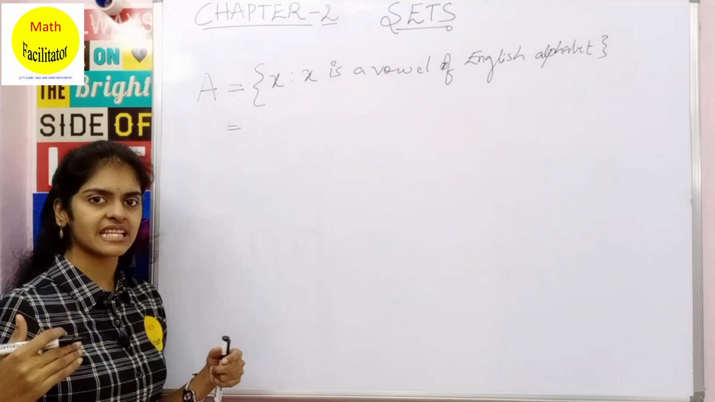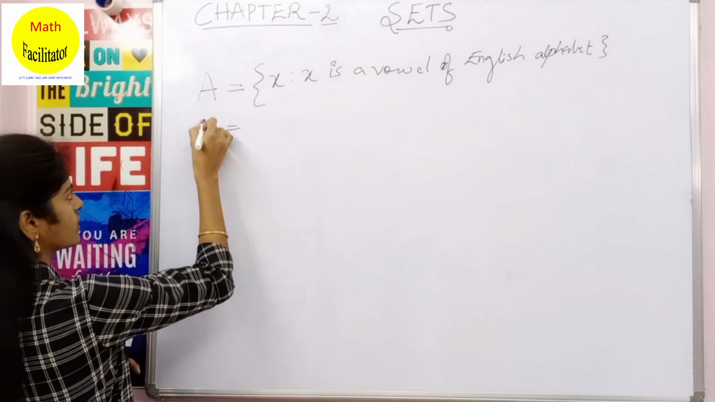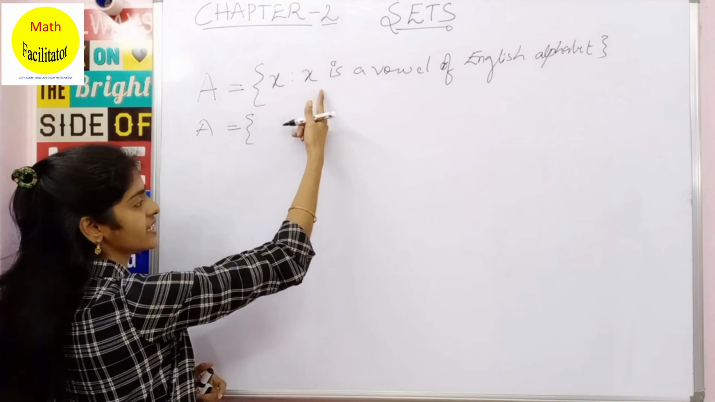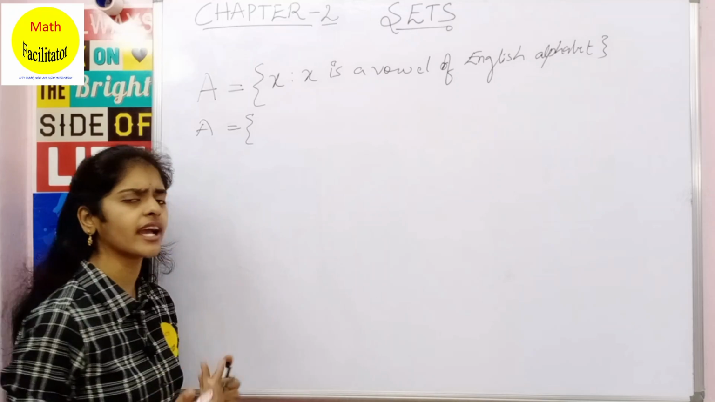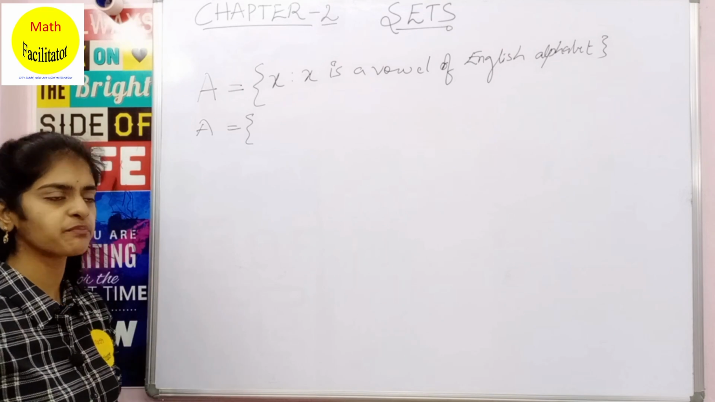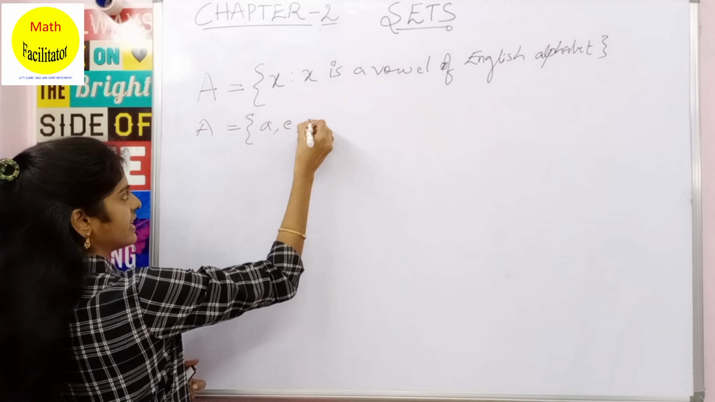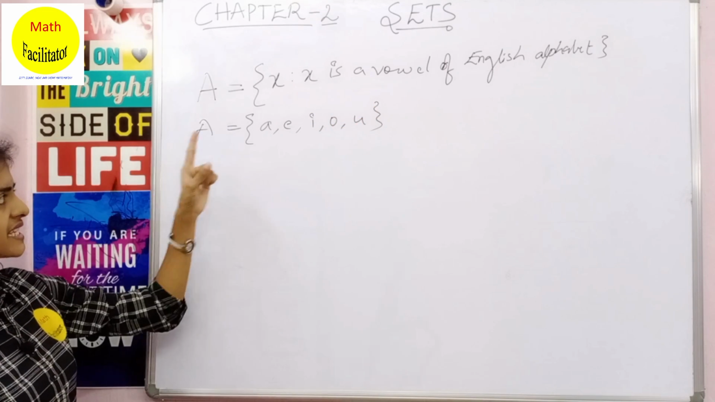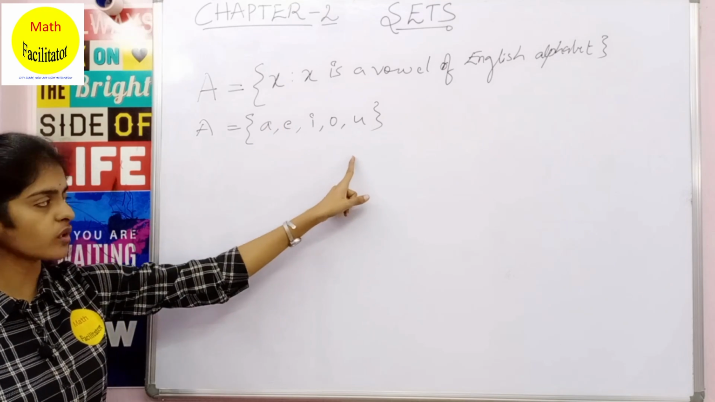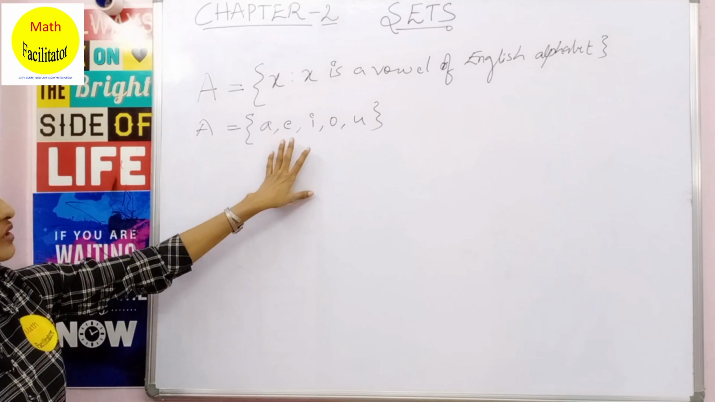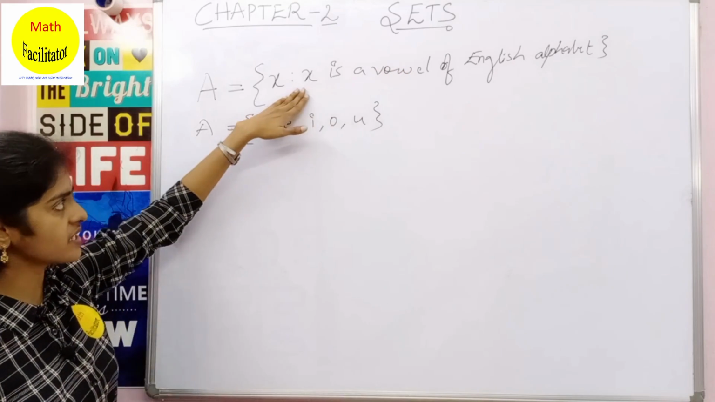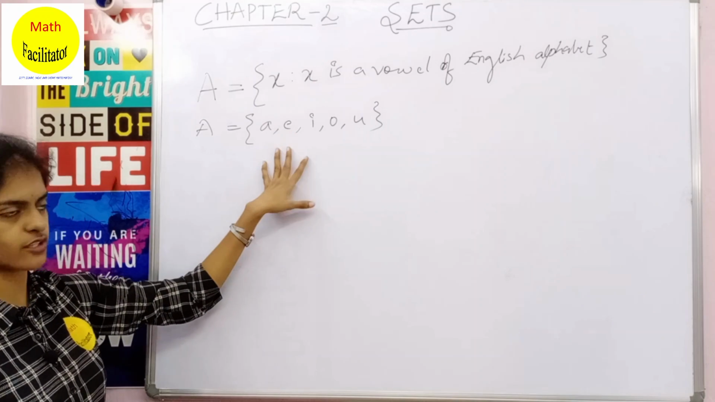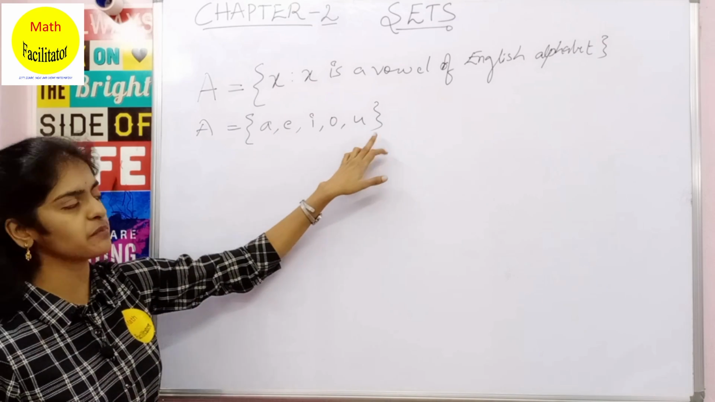You will actually represent the elements in roster form. So this set A is nothing but, now you are saying x such that x is a vowel of the English alphabet. Now can you tell me what are the vowels in the English alphabet? It is nothing but a, e, i, o, u. So we have represented the elements here. This is called roster form and this is called set builder form, wherein you are just writing the condition, and here in the roster form you are actually listing the elements. And these elements you are separating by a comma.